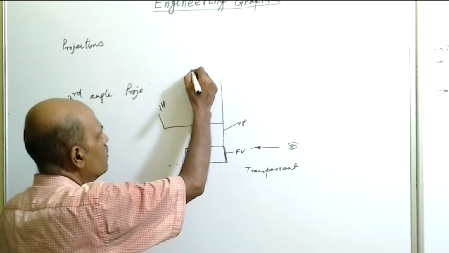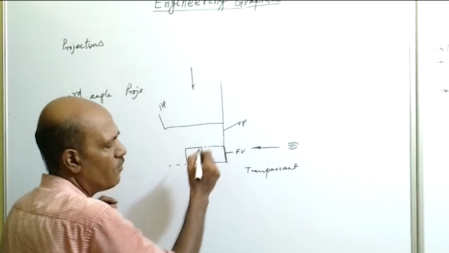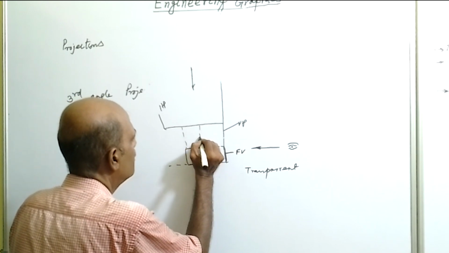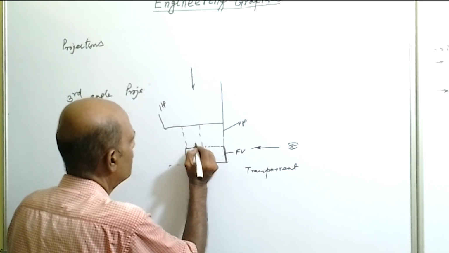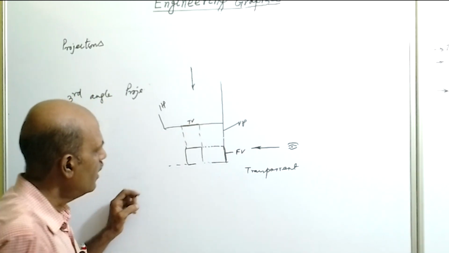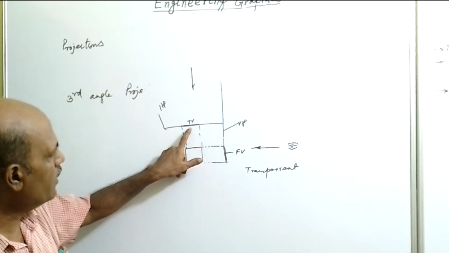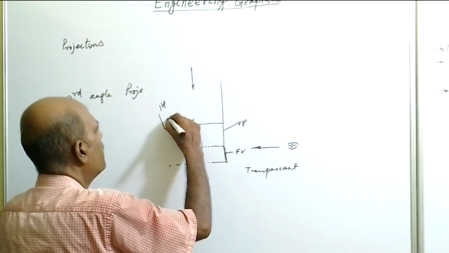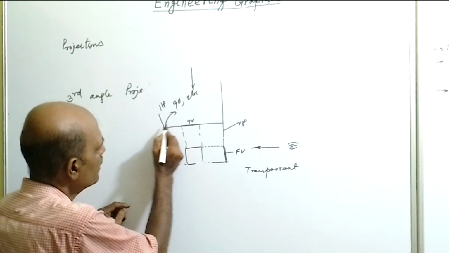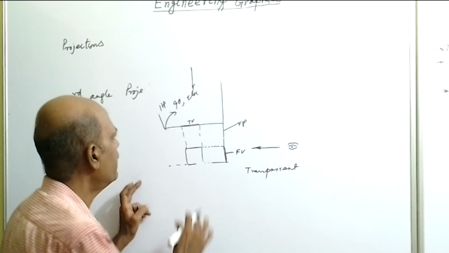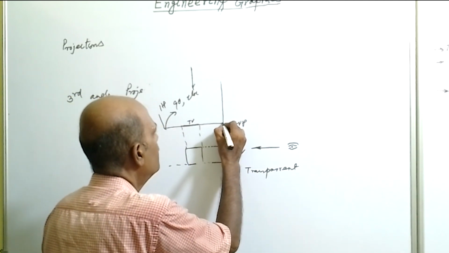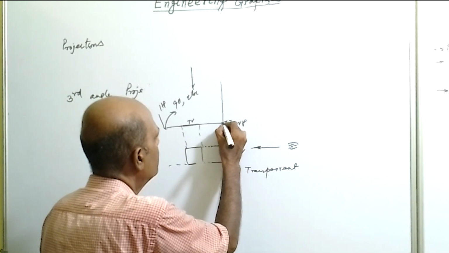Now, if the observer looks at the object from the top, this horizontal plane is also transparent. Then the observer will look at this face of the object. So this will be your top view. After taking the projection, front view and top view, this horizontal plane is rotated 90 degrees in the clockwise sense. So when this horizontal plane is rotated by 90 degrees, it will assume this position. So that is your reference line XY.